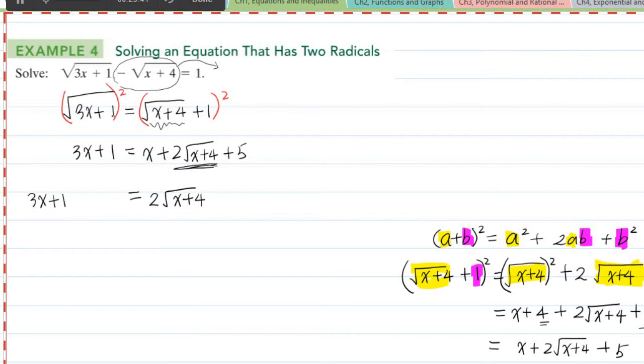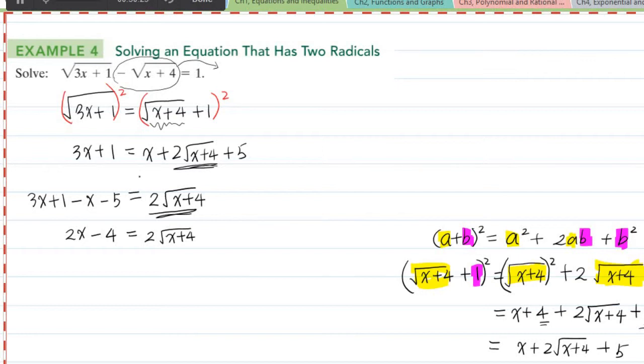Let's just write it down. 3x, that's the original here. We have 3x plus 1. Right? x goes to another side, becomes negative x. And then plus 5 goes to another side, becomes minus 5. Right? So right here you're isolating one of them to one side. So that stayed at the same place. Once we have this, let's simplify it. That'll become 2x, and then plus 1 minus 5, that'll be minus 4, and then equal to 2 square root of x plus 4.